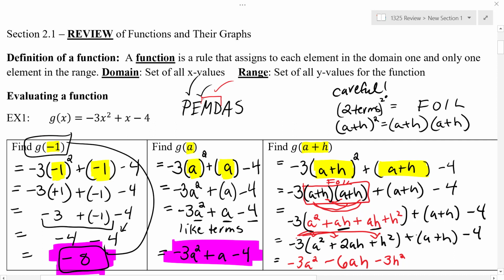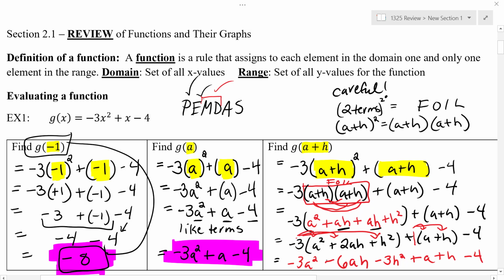If you want to, you can imagine that what's in front of that second parentheses is a positive 1. And when you distribute a positive 1, nothing changes. So 1 times a is a, 1 times h is h, minus 4.